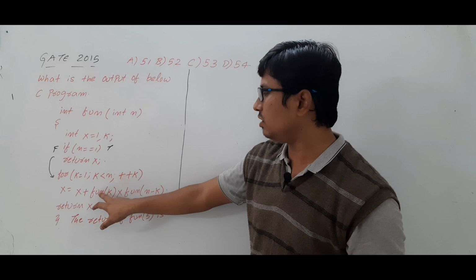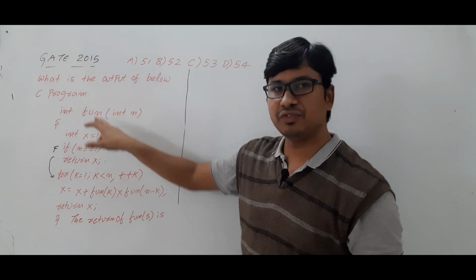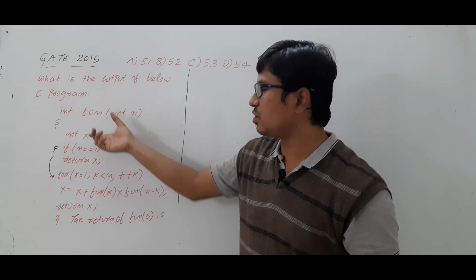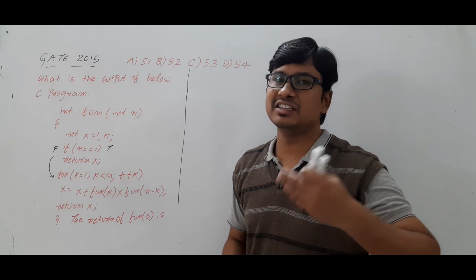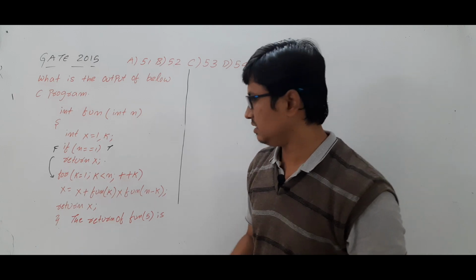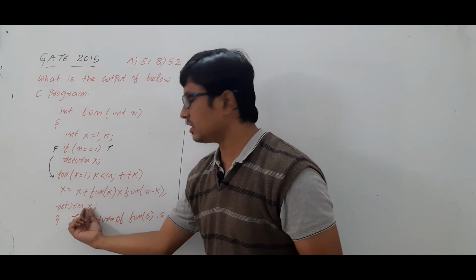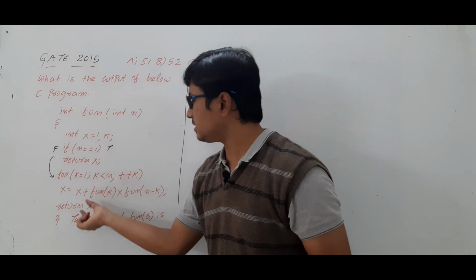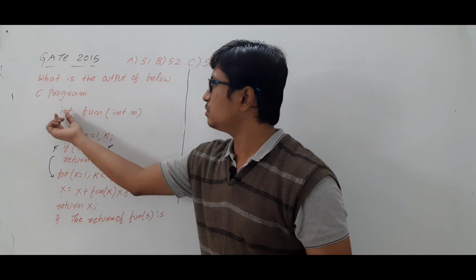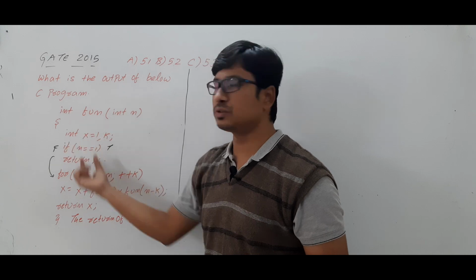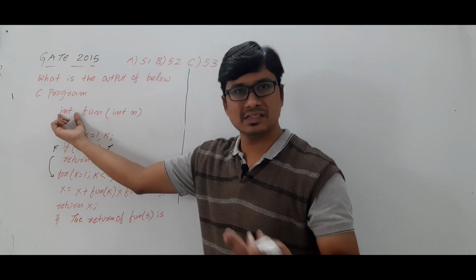So you are calling a function called fun. So the fun function is calling itself. That's why it is called a recursive function, and this concept is called recursion. Finally you are returning x. So here also you are returning x, here also you are returning x. So that's why this x is an integer variable, and that's why we have kept the return type as int.